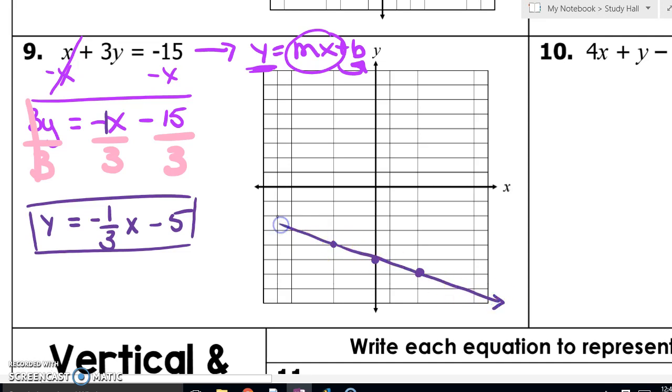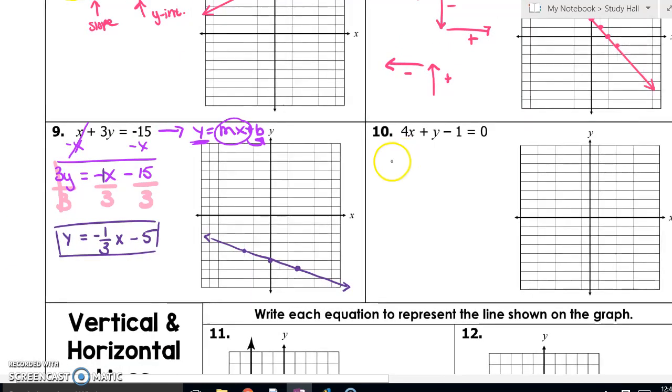We always need arrows on either side of our line, because lines go on forever. It's not just the points that I decide to graph, it's points on that line into infinity. Okay, again, I'm going to leave this one for you to try on your own, and that'll be part of the grade for the packet.